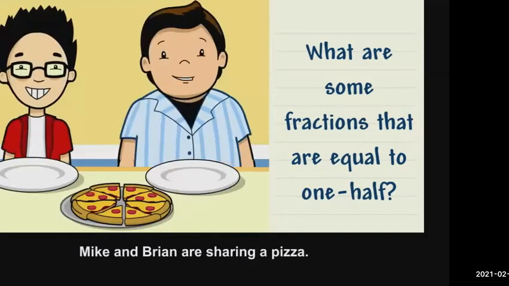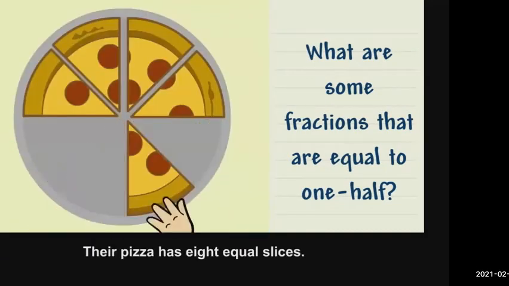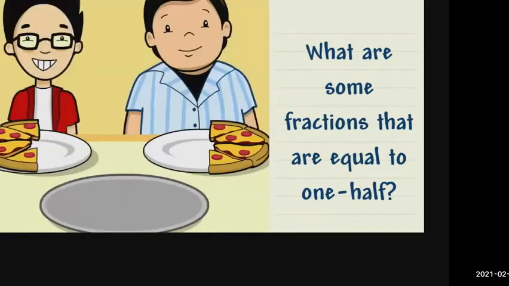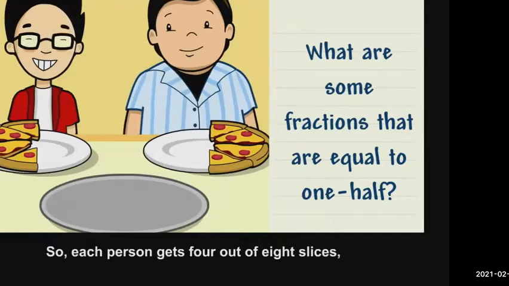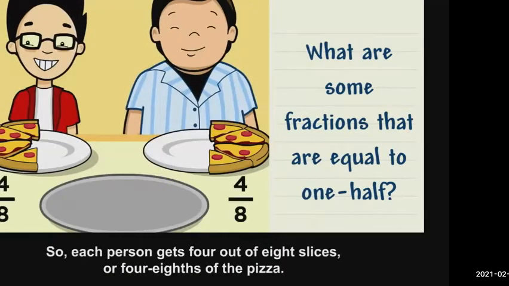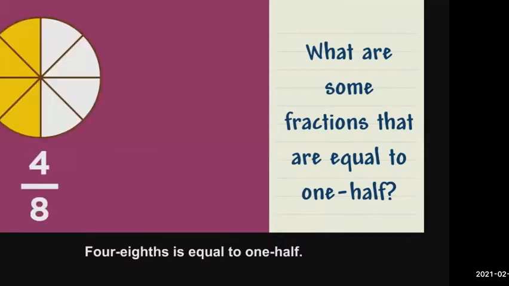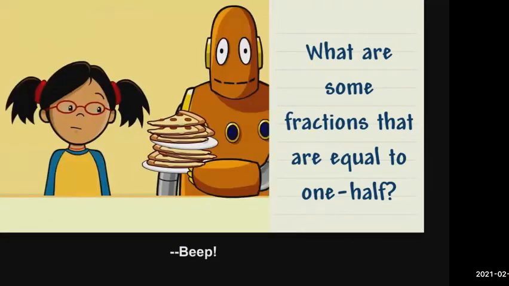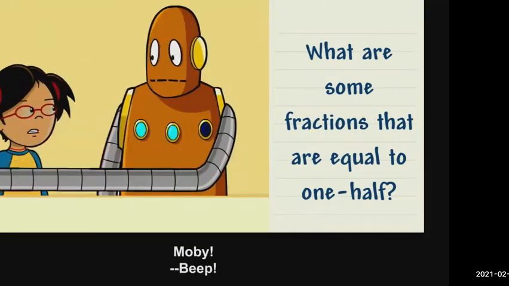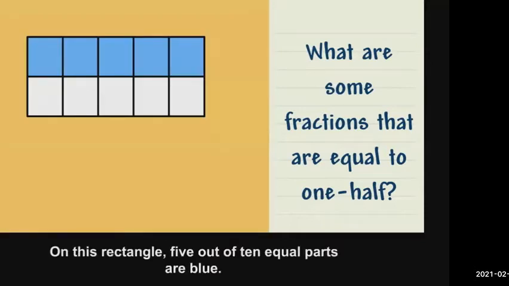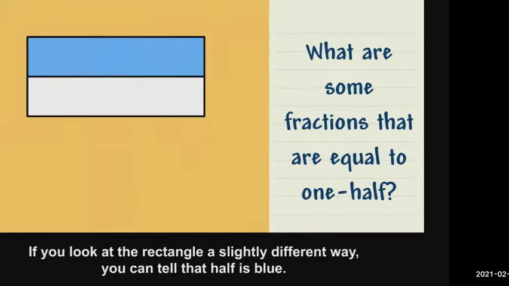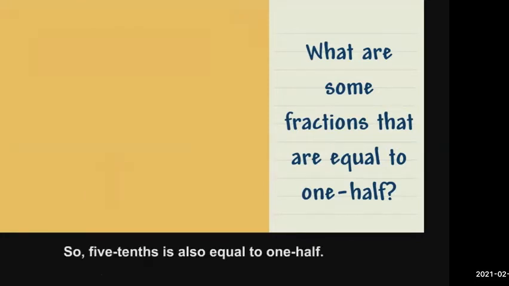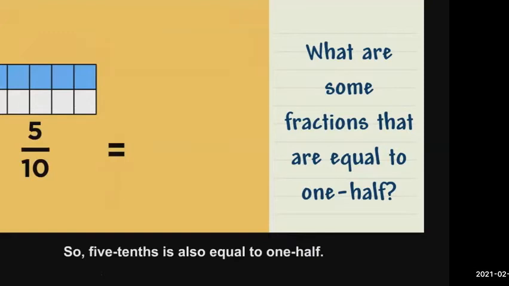Mike and Brian are sharing a pizza. Their pizza has 8 equal slices. So each person gets 4 out of 8 slices, or 4/8 of the pizza. 4/8 is equal to 1/2. On this rectangle, 5 out of 10 equal parts are blue. If you look at the rectangle a slightly different way, you can tell that half is blue. So 5/10 is also equal to 1/2.